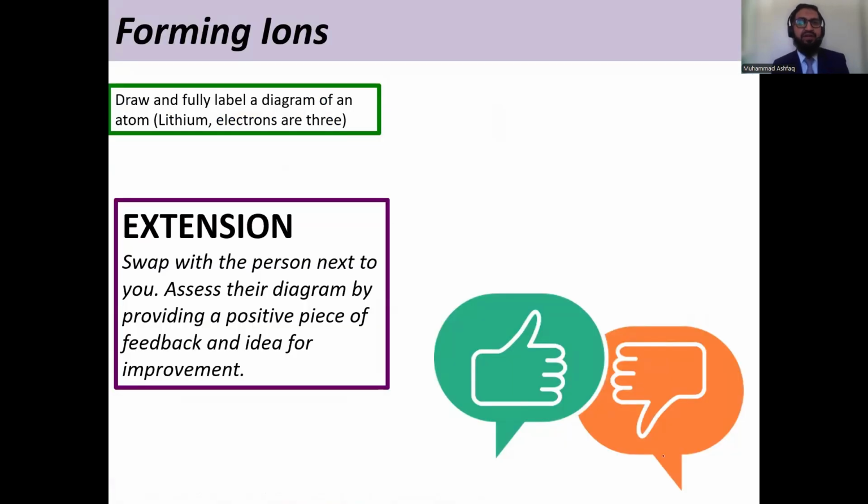Next, the second part of the session, in which we're going to discuss forming ions. But before doing this, first you have to draw a fully labeled diagram of a lithium atom. In this you can see the electrons are 3, so electrons are also equal to protons. If 3 electrons, it means it has 3 protons, and it's an atom. It's a 3-minute task. After completing this, swap with the person next to you and assess their diagram by providing positive feedback and an idea for improvement.